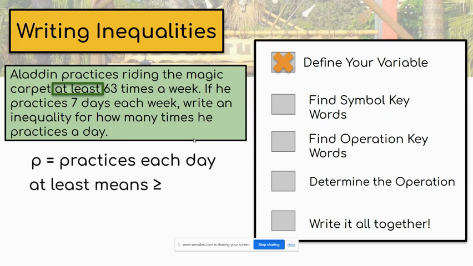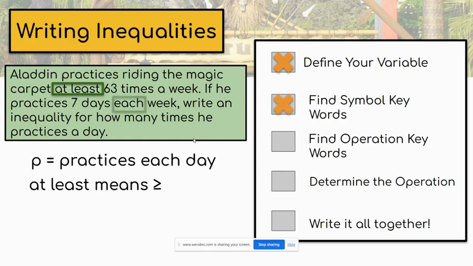If you ever get stuck on what the symbol means, think about pizza. I'm going to eat at least 3 pieces of pizza tonight. Well, does that mean I can eat 3 pieces? Yes, it's at least 3. Could I eat 2 pieces? No, that's not at least 3. Could I eat 4 pieces? Yes, that's at least 3, so greater than or equal to.